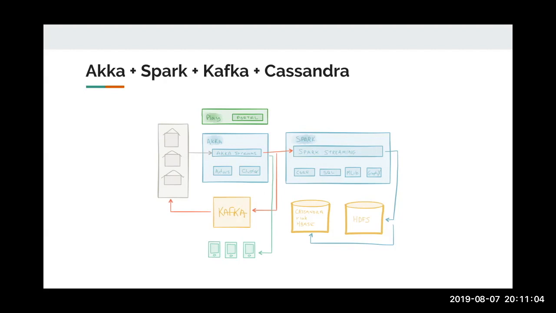Why not just Spark and Cassandra? You can kind of do what you need to do with Spark. It's just that when you get to a big enough state where there's enough things happening, you need to have specialized components.